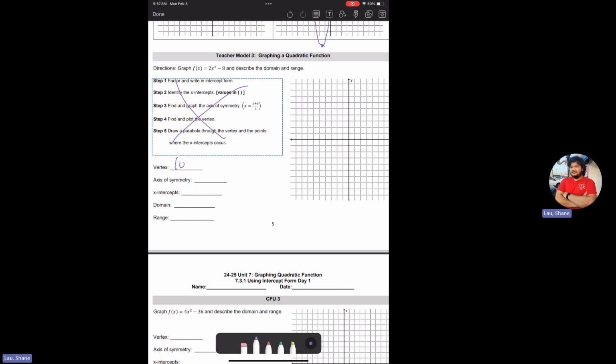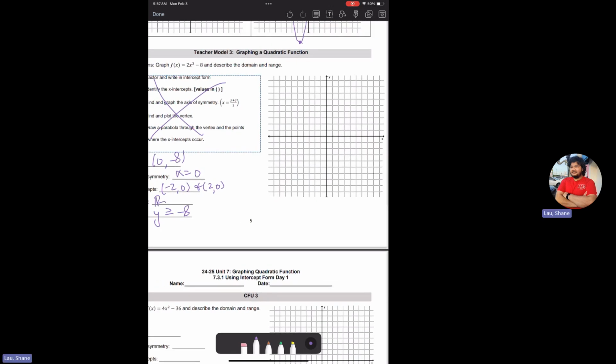So our vertex is going to be 0, negative 8. Axis of symmetry therefore needs to be x equals 0. Our intercepts will be negative 2, 0, and 2, 0. Our domain is all real numbers, and then our range is everything greater than negative 8. And so if I graph this into my Desmos, I should get a graph that looks something like this one. Again, just doing our best not to have straight lines and have curved lines.